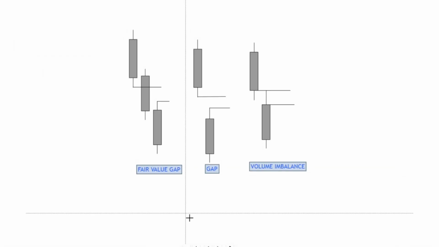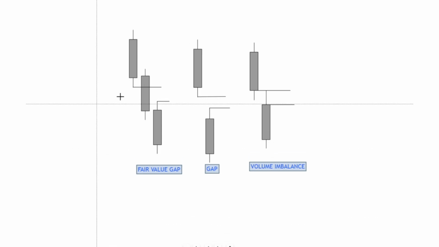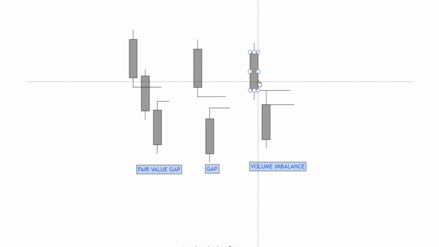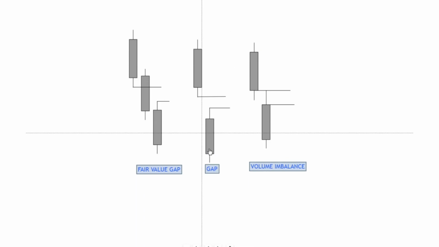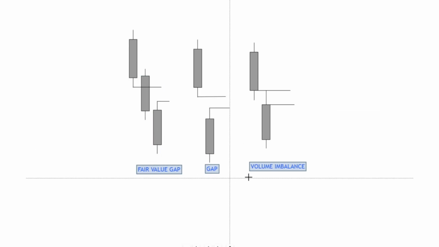All right, before we wrap up this video, let's clear up one last thing: the difference between a fair value gap, a volume imbalance, and a standard gap. Now we've already gone over what defines a fair value gap. So let's turn our focus onto the other two.